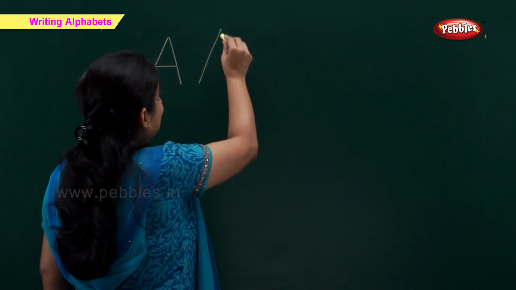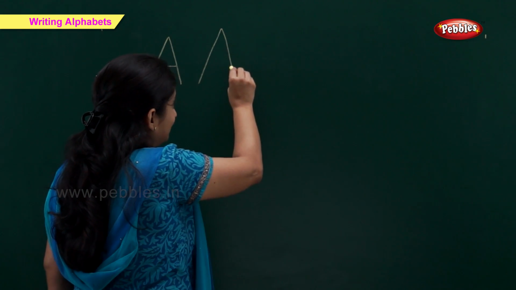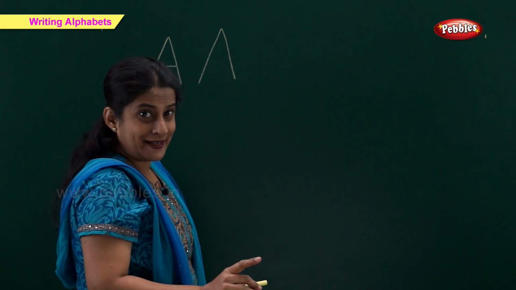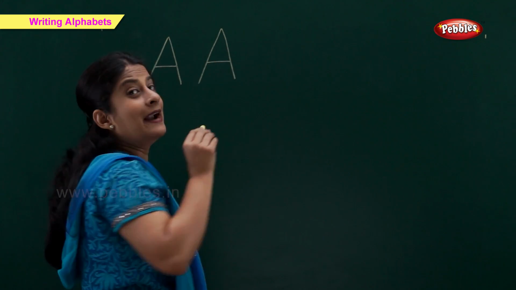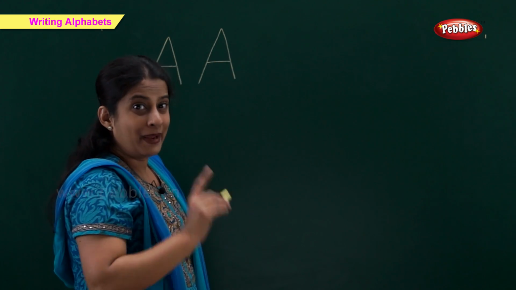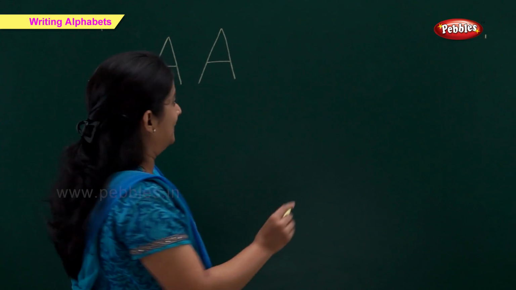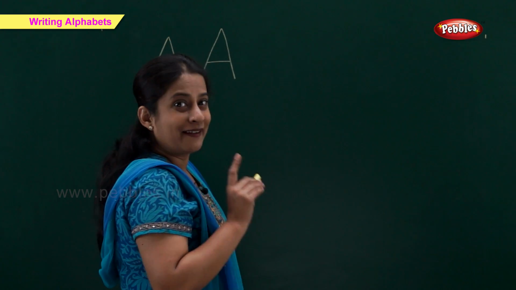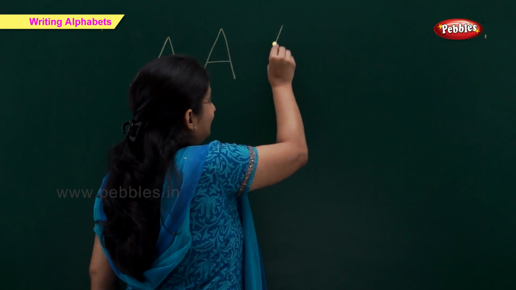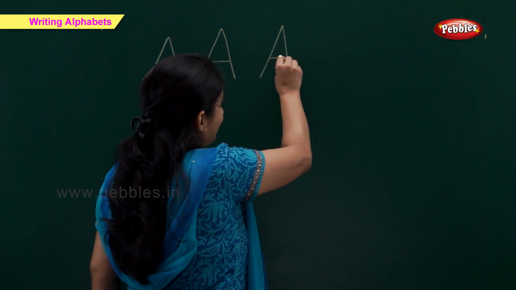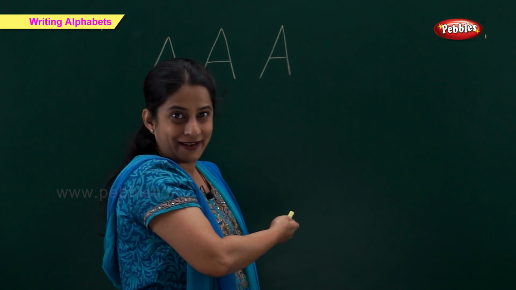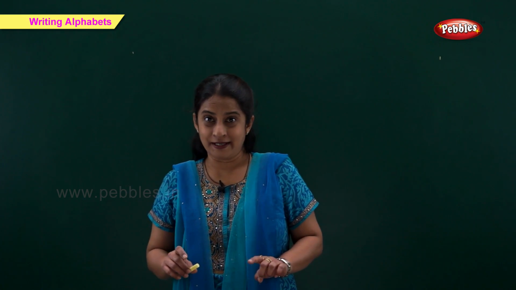Slanting line, another slanting line, and a sleeping line makes A. Let's write again. A. Now let's write B.